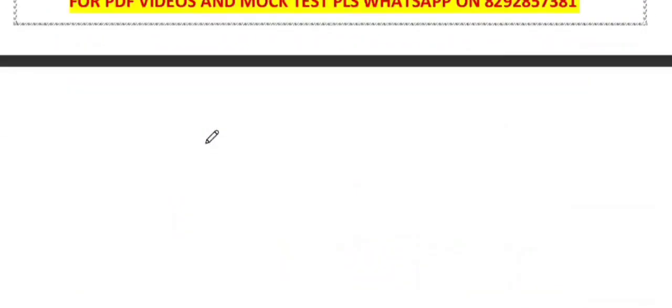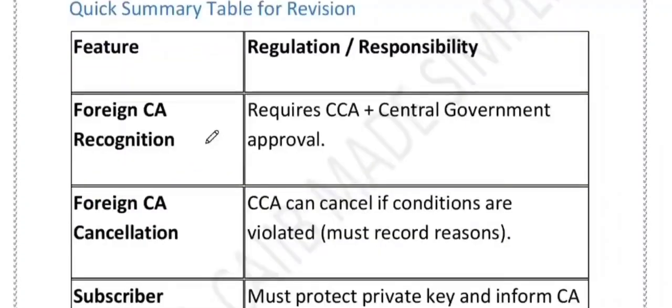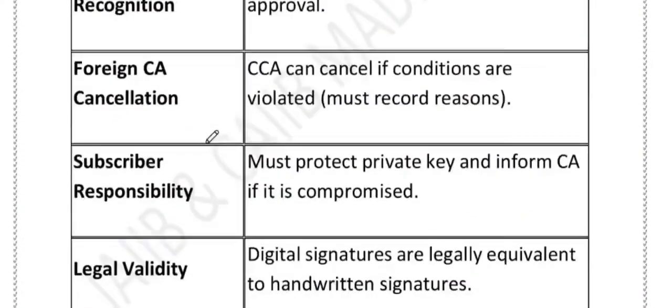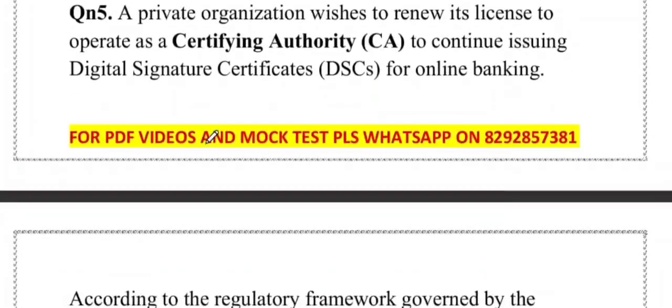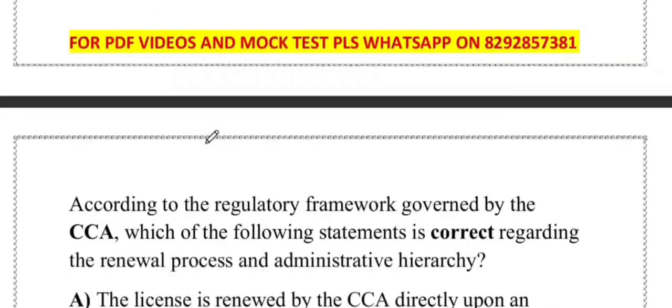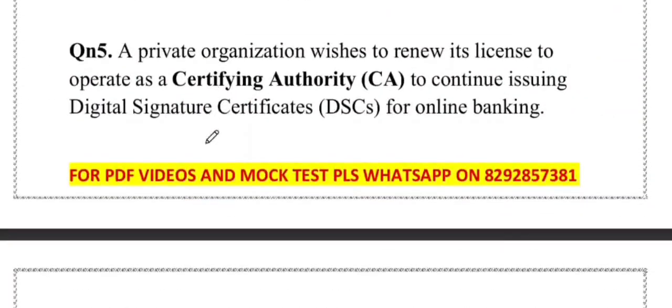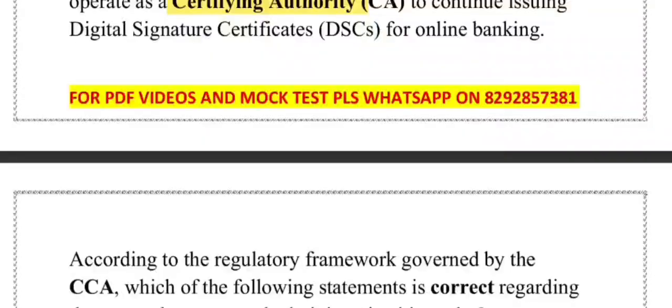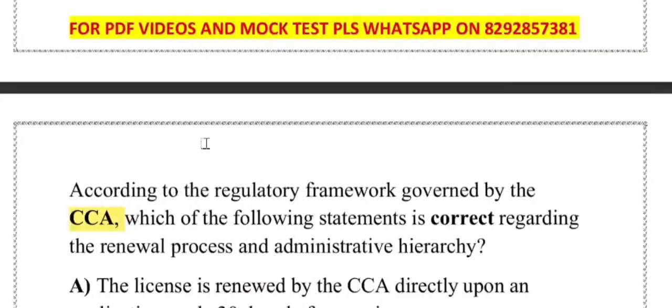Now let's look at the next question that we have. This particular table clearly explains each and everything, and this is available in our PDF. Now again, I think this question is also related to the CCA. Very good question. Basically, they are asking about the renewal of the license of a certifying authority, the authority involved, the CCA, and the administrative hierarchy under the IT Act.